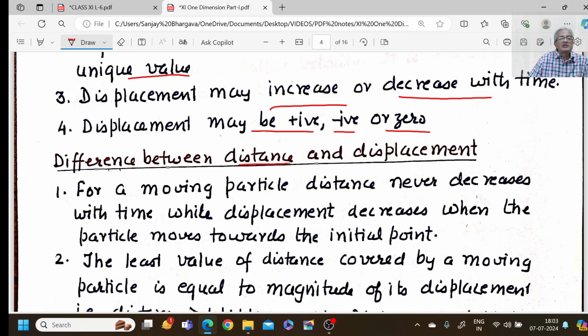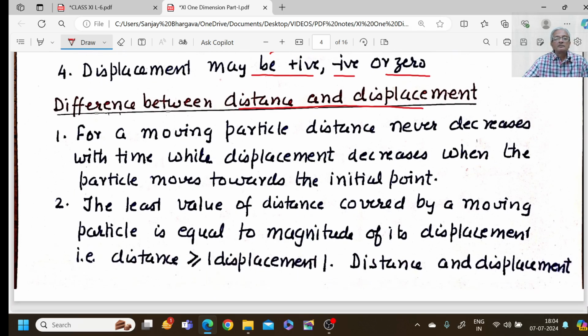Difference between distance and displacement. For a moving particle, distance never decreases with time, while displacement decreases when the particle moves towards the initial point. Like from A to B, here I am moving in this direction. When I move from B to A, then the displacement is decreasing with respect to time.